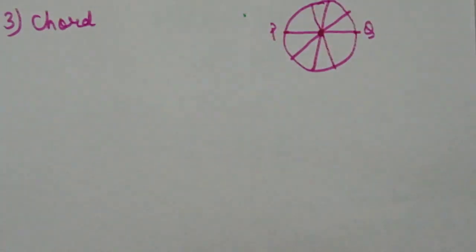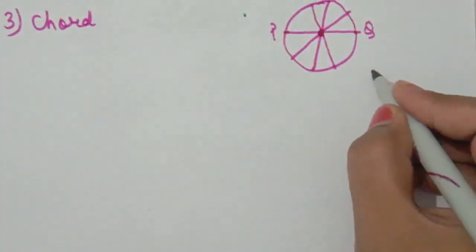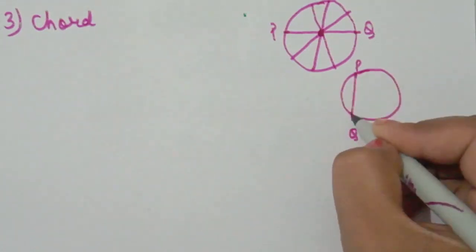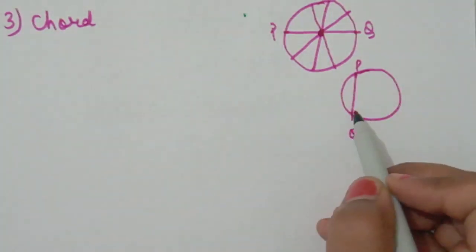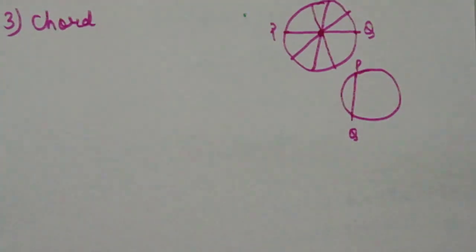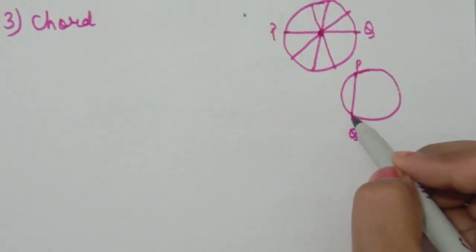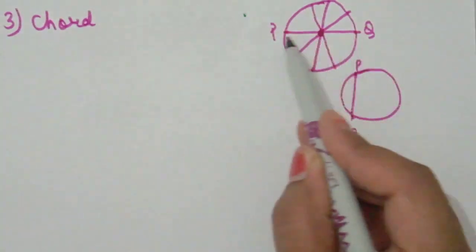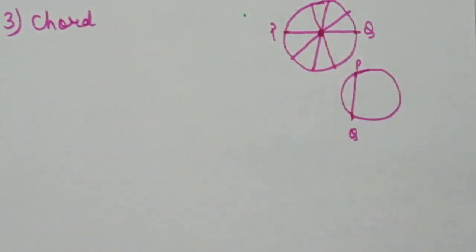Now the question is, is it compulsory that a line segment must pass through the center of the circle to be a chord? No. When we have a circle and 2 points P and Q like this, and they are not passing through the center of the circle, still it is a chord. So the definition of chord is when 2 points are present on the circumference of the circle and we join them, that line segment is called the chord of the circle, and the longest chord of the circle is the diameter. How many chords are present in a circle? Indefinitely many.